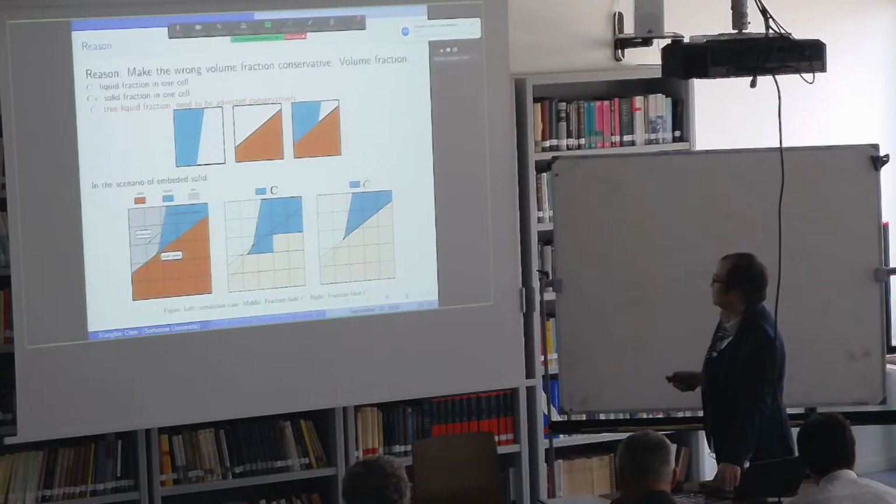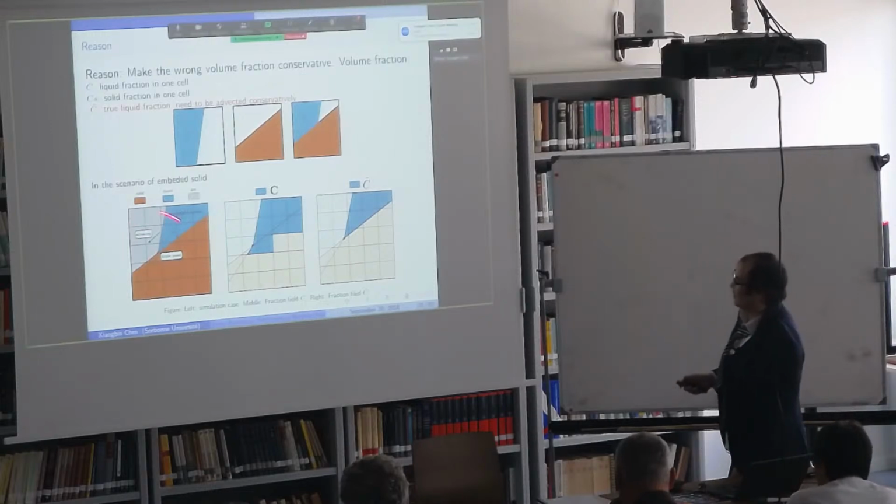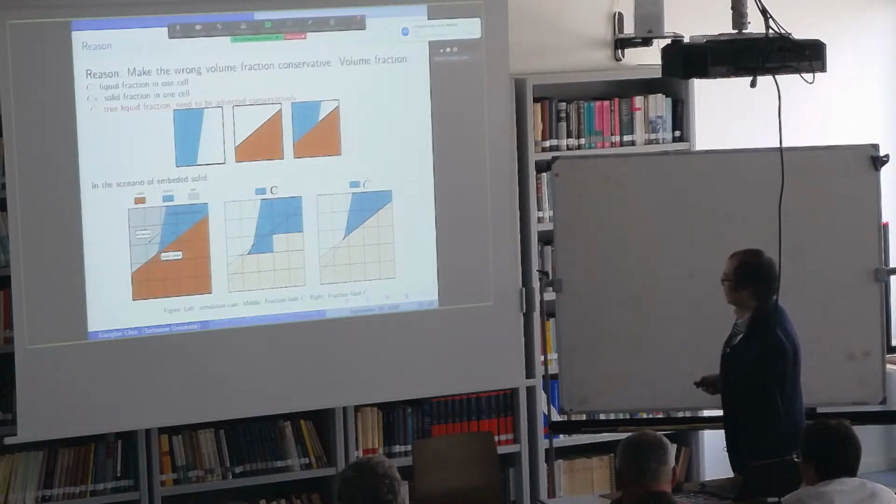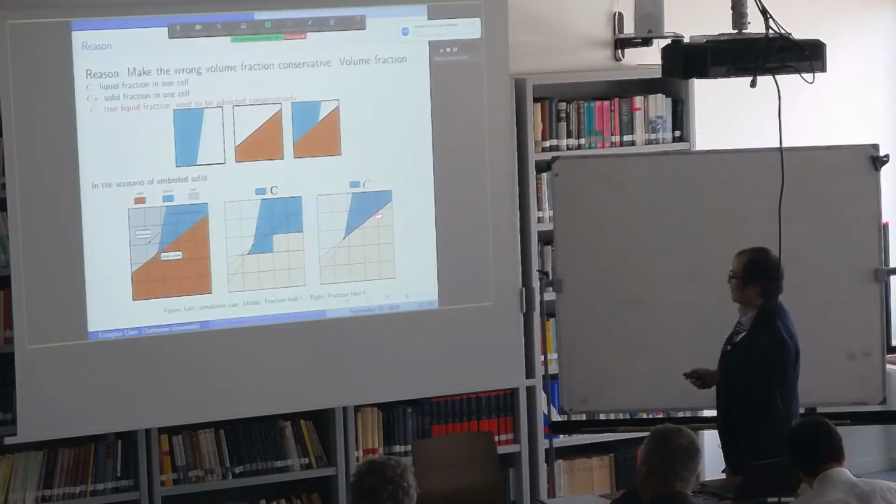And another, which I call the true foam fraction, is actually the foam fraction of the true liquid, which is on the right. In the scenario of embedded solid, on the left is the case we want to implement, where white is gas, blue is the liquid, and brown is the solid. The C foam fraction is actually the blue region in the middle. So you see there is some foam fraction of the liquid inside of the solid, but the original method tries to keep this foam fraction conservative. Well, we think that the foam fraction needs to be conservative with the C-tilde foam fraction, which is the blue region in the right figure.